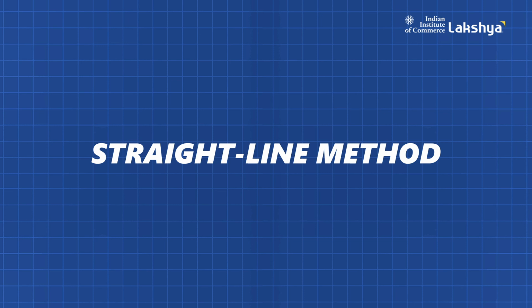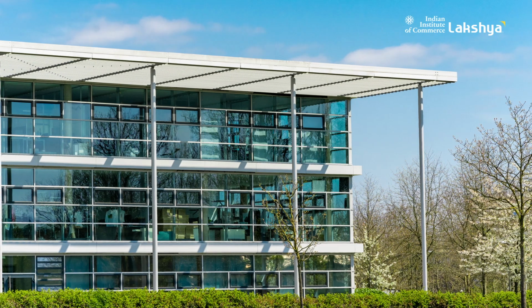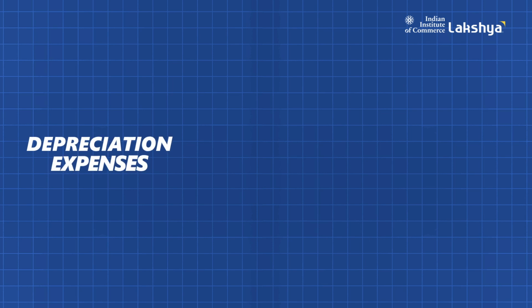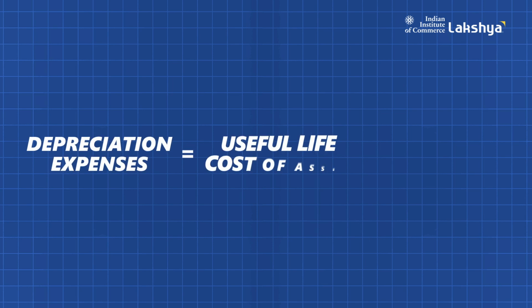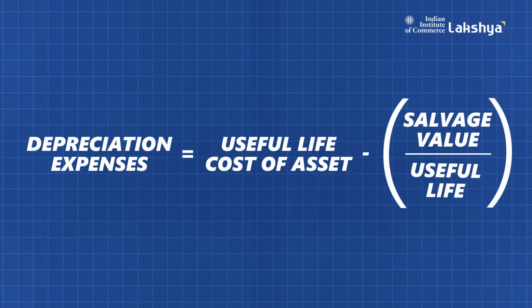The first method is the straight line method. The straight line method is a way to calculate how much of an asset, like a piece of equipment or a building, loses value over time. This process is called depreciation. Here's a simple breakdown of the equation and how it works. The equation is depreciation expense equals cost of asset minus salvage value, divided by useful life.